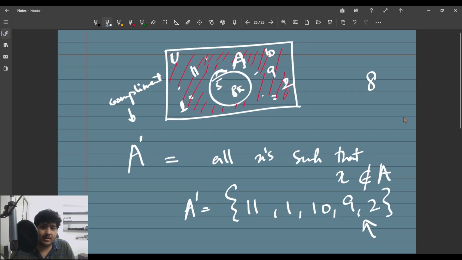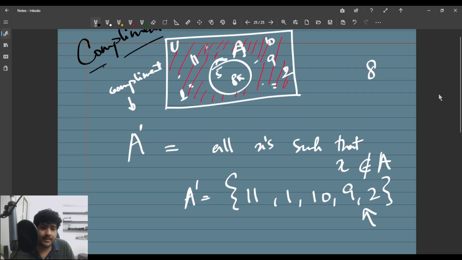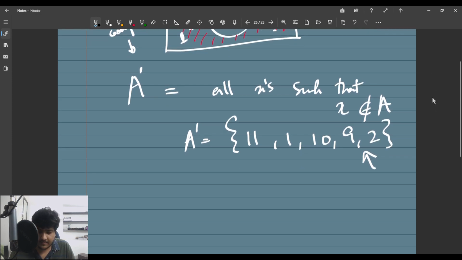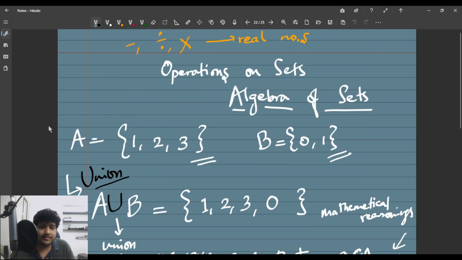So this is something called the complement of sets. Complement. And we have, I think, exhausted our minus symbol also here. So minus is done with. Division on sets.